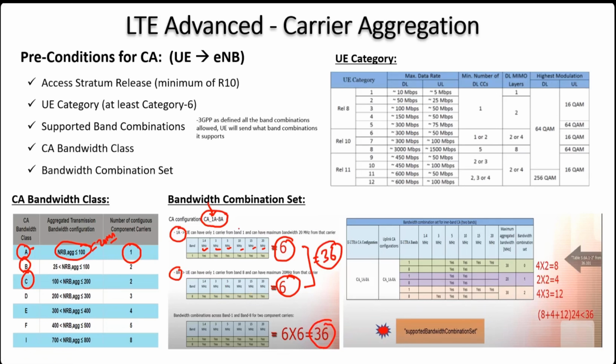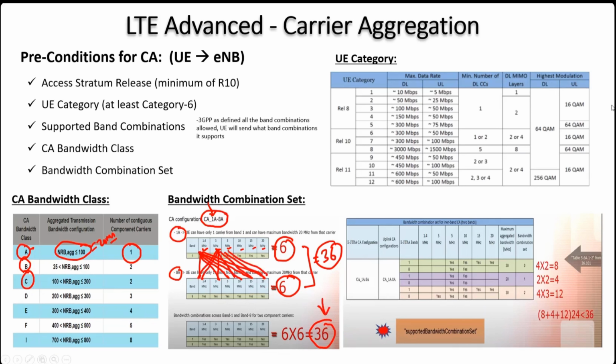36. Means one combination can be 1.4 megahertz and 1.4. One combination can be set with this, and another combination, 10 megahertz from this particular band. Then this, then this. Likewise for each particular band. Correct? Yes or no? You can have this combination set, yes. So the maximum combination set that is possible is 36.